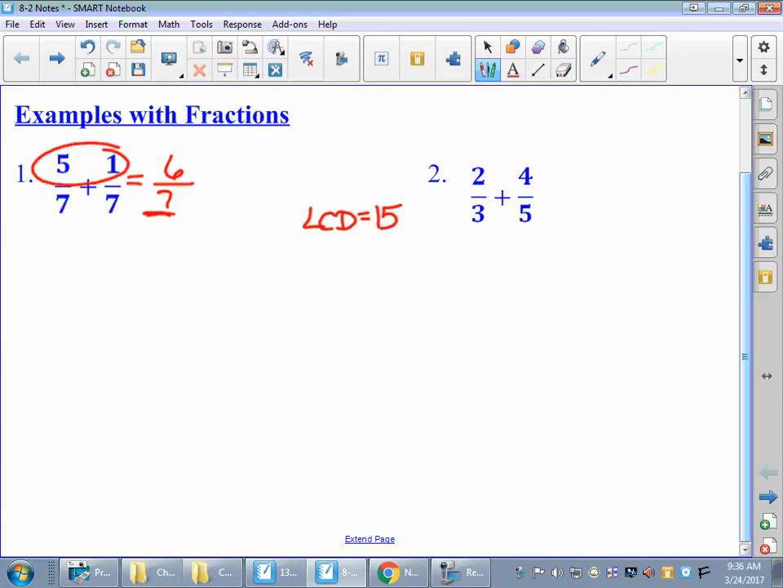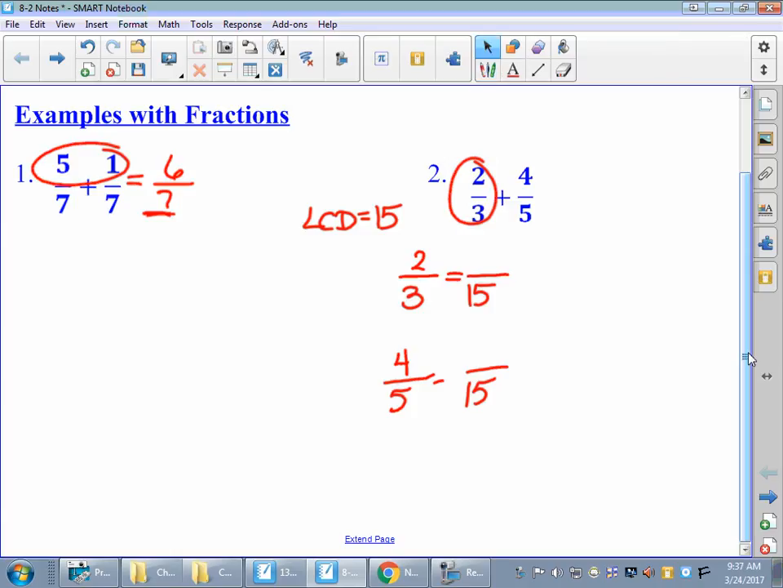Then I want to change 2/3 into 15ths. So I write a little proportion and I say, what do you multiply 2/3 by to make it equal 15? And I do the same thing with 4/5. What do you multiply 4/5 by to make it equal 15? So the rule of fractions says whatever you do to the bottom, if I multiply 3 by 5 to get 15, I also have to multiply the top by that same amount.